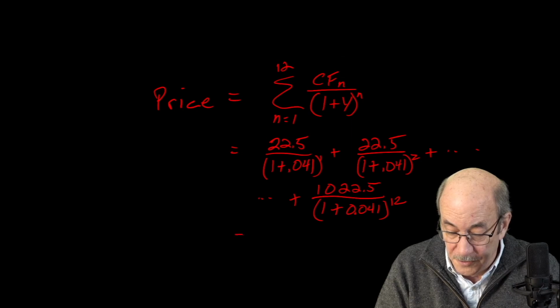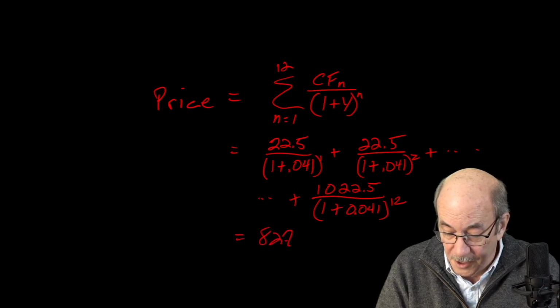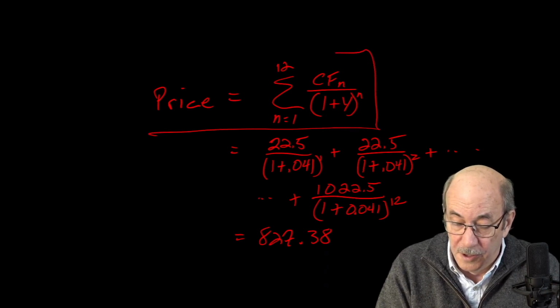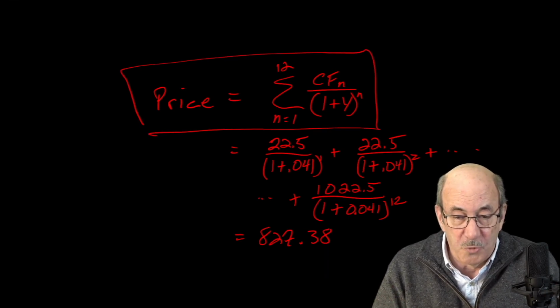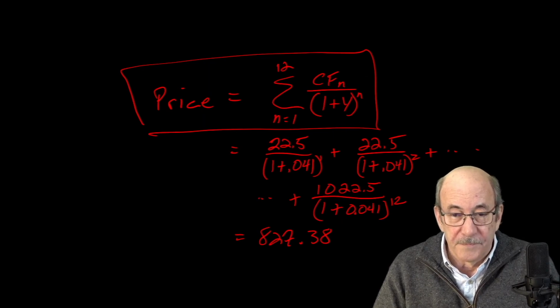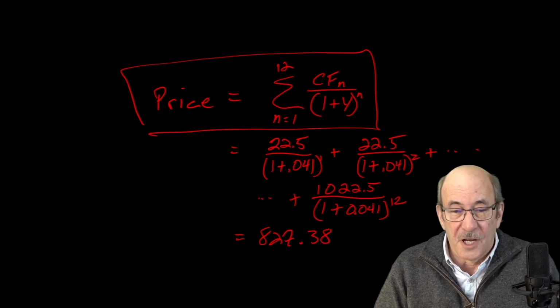And when you do that, that still ought to come out to that 827.38. But if you're looking for a basic pricing formula, that would be it. So it's just the sum of all of the discounted cash flows.